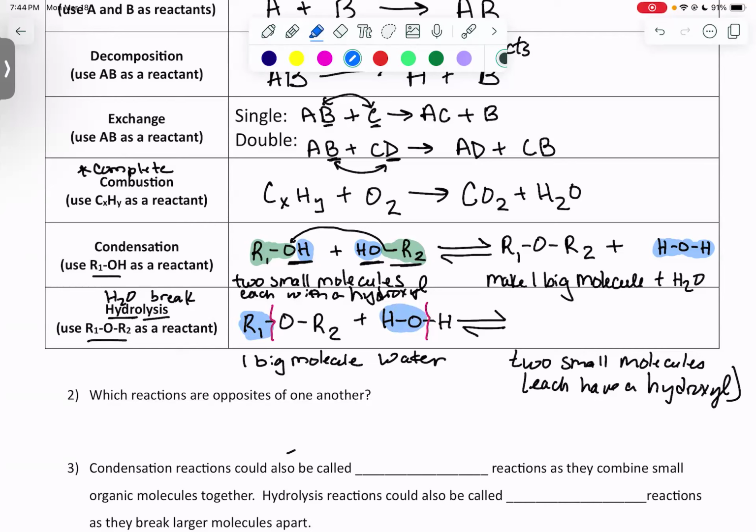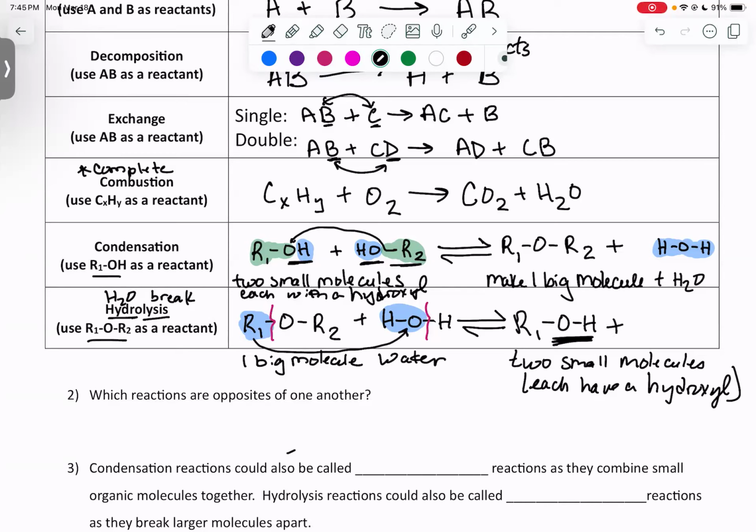But just remember that R1 does not make a bond to hydrogen and then hydrogen bonds to oxygen. That doesn't work. Hydrogen can only make one bond. So your R group is going to bond to the oxygen. So I'm going to say that's R1 dash OH. So there's my hydroxyl. So I have one small molecule with a hydroxyl.